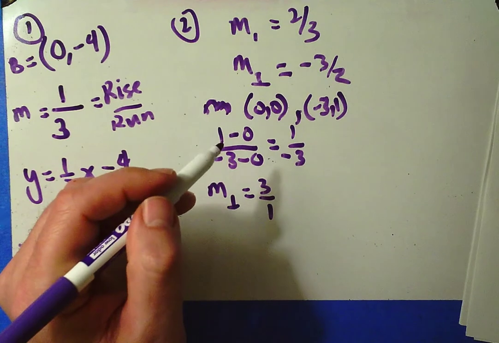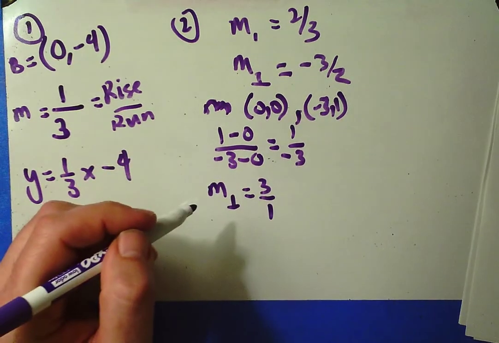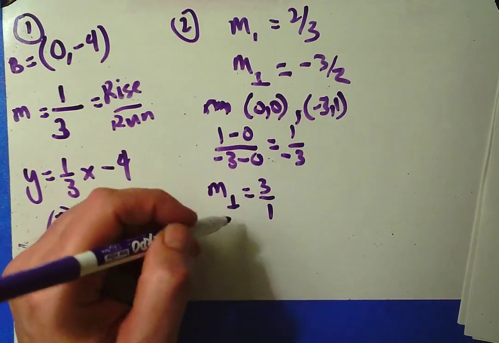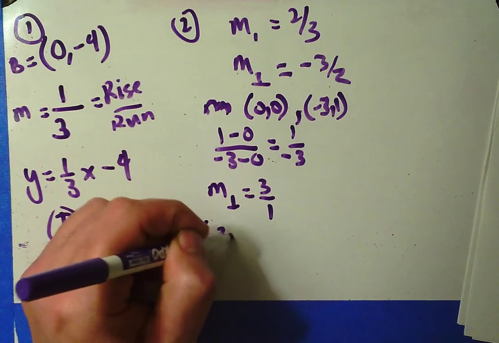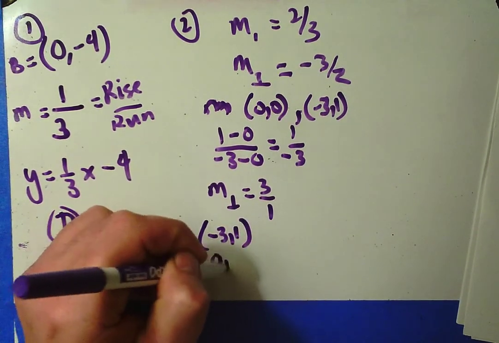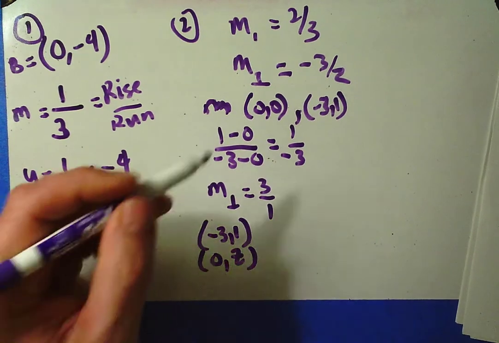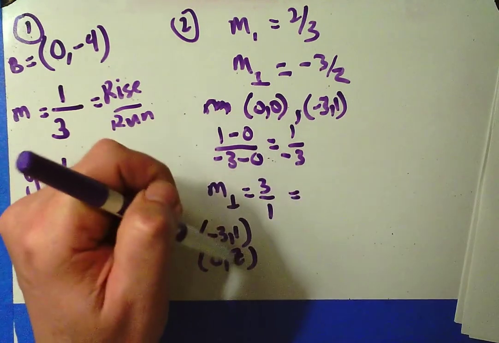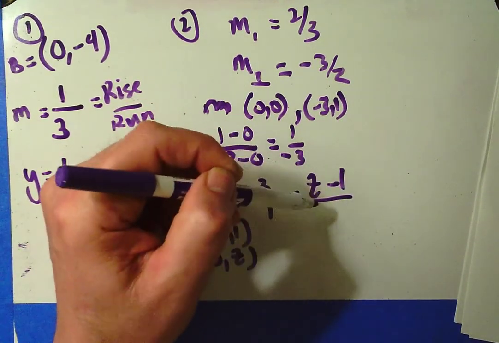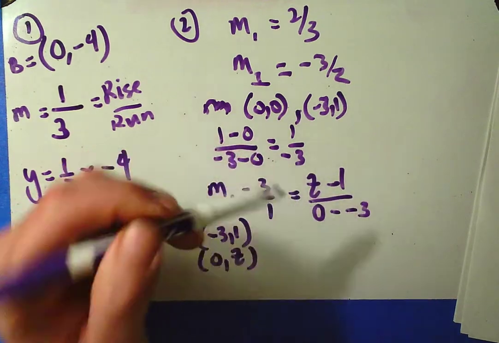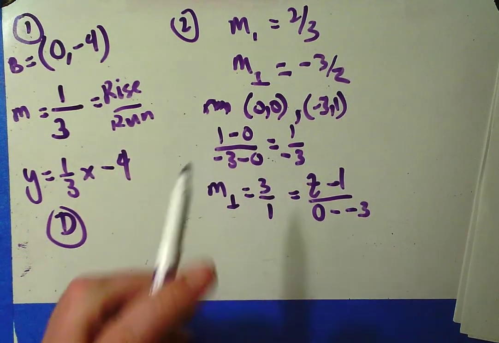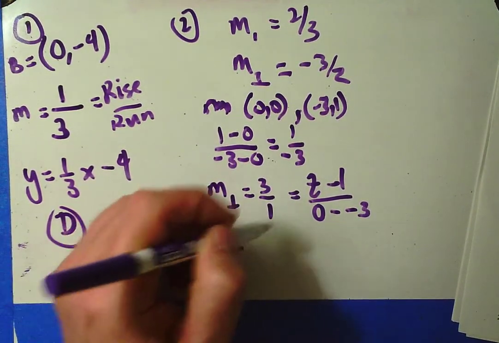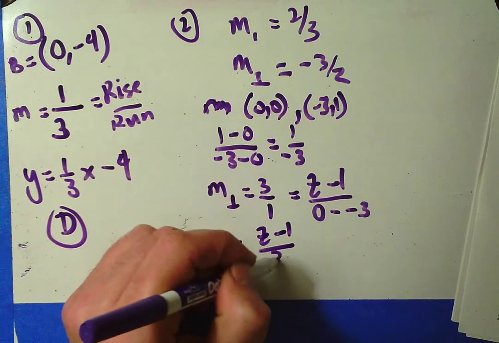Now they give us some interesting information for line N, the perpendicular line. They say that line passes through -3, 1, and 0, z. Okay, well, let's see what that brings us. If I build the slope formula here, z minus 1 over 0 minus -3. So I find that this is now going to be 3 equals z minus 1 over 3.